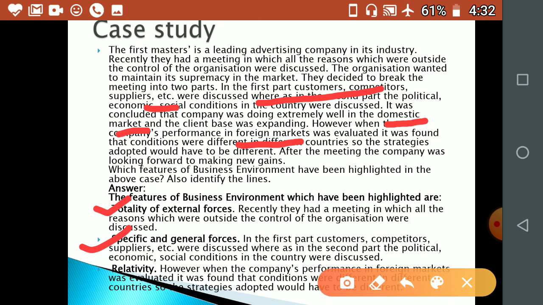Meaning the company was doing good in domestic, its business was expanding, the client base was increasing, but in the foreign market they were not doing so good. So here the feature that has been highlighted is relativity. So three features have been highlighted here. First is totality of external forces, then specific, and then relative. Hope by this case study all your concepts have been cleared.